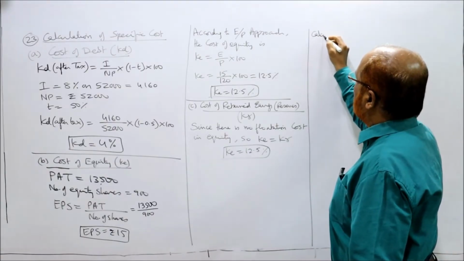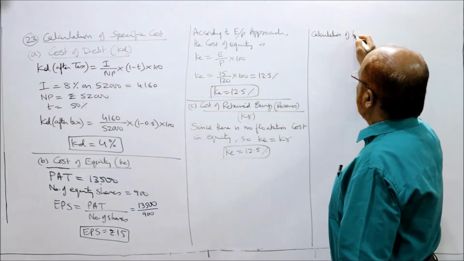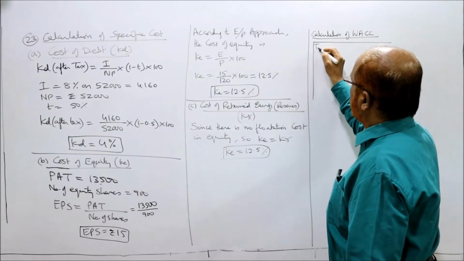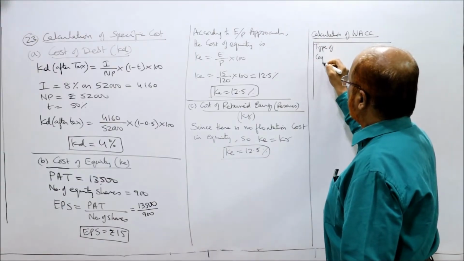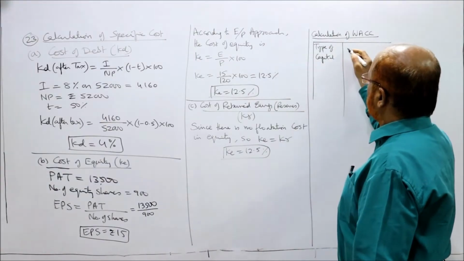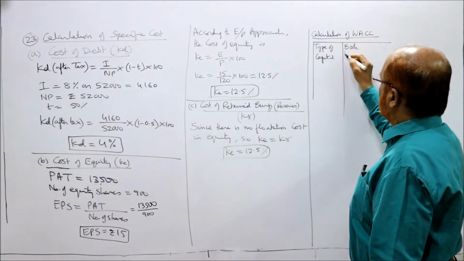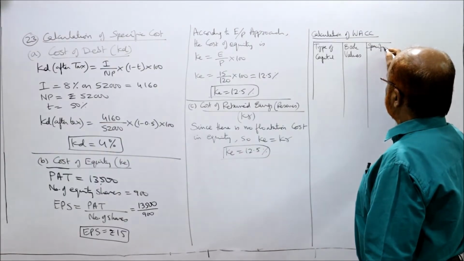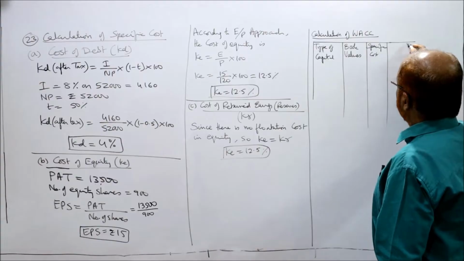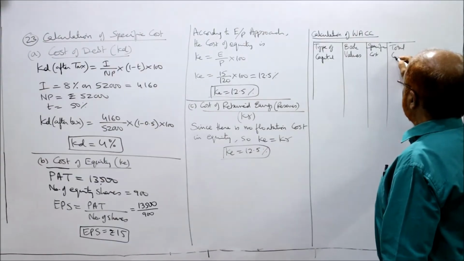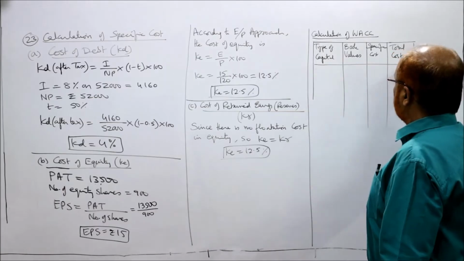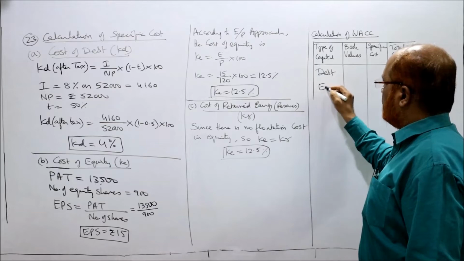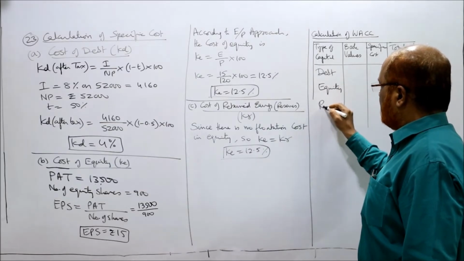Now we have calculated the specific cost. Now we can write on calculation of WACC, weighted average cost of capital. Type of capital, book values, specific cost, then total cost. Three types of capital. First of all, debt. Second, equity. Third one, reserves.